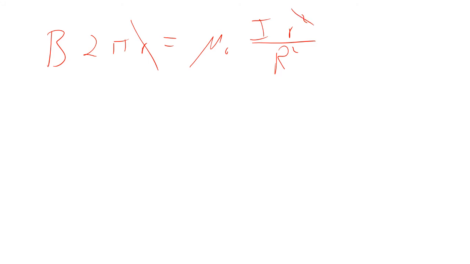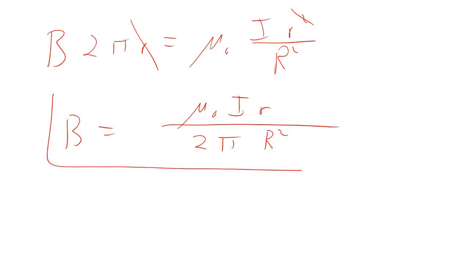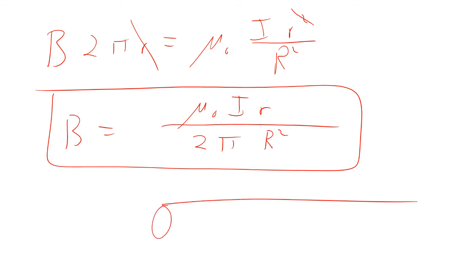Now, that means B times 2 pi r is going to be equal to mu naught times I little r squared over big R squared. So that r cancels that r, and the magnetic field is going to be mu naught I r divided by 2 pi big R squared. Now, mu naught is a constant, 2 is a constant, pi is a constant, big R is constant because that's the radius of the cylinder right there. So the only thing that changes is little r.